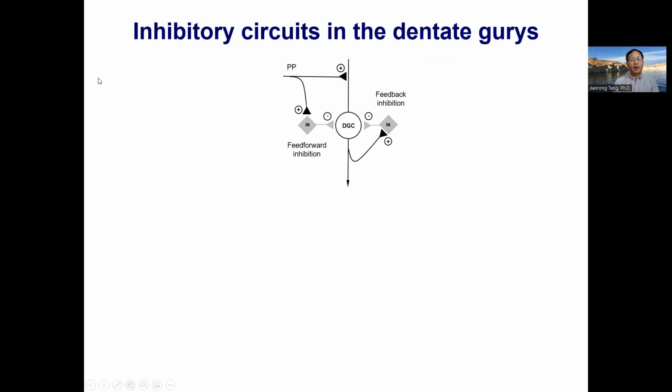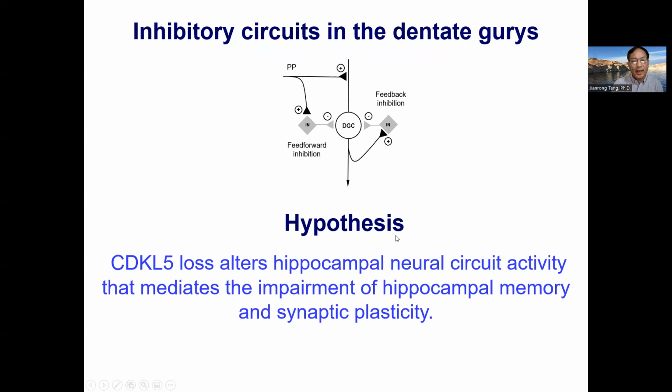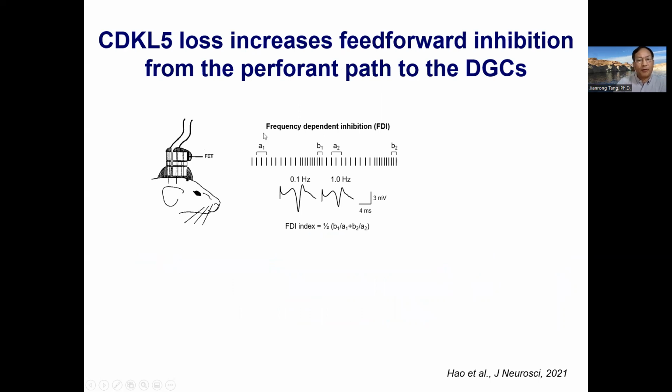So we know there are a large number of inhibitory interneurons in the hippocampus. They form feed-forward and feedback inhibition to modulate the overall network activity. So we hypothesize that CDKL5 loss alters the hippocampal neural circuit activity that mediates the impairment of hippocampal memory and the synaptic plasticity. First, we use a previously established protocol called frequency-dependent inhibition, or FDI, to evaluate the feed-forward inhibition.